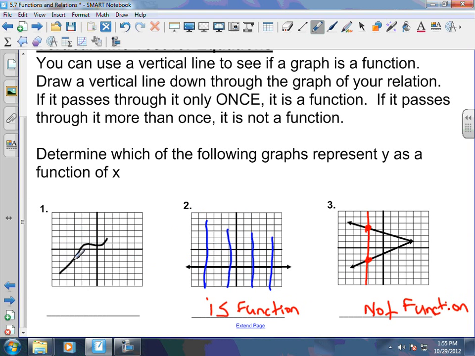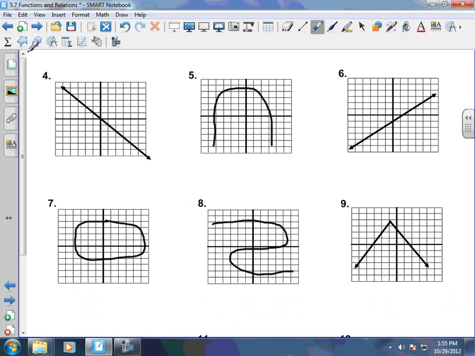Let's look at number 1. Is number 1 a function, class? Yes. So I'm just going to put yes, because the vertical line will only touch it once. Let's look at number 4. Do you think number 4 is or is not a function? Yes, it is a function. Now, number 5 on the notes is different than my number 5. But is number 5 a function? Yes, it is. See, vertical line, touches it once. Vertical line, only touches it once. What about number 6, yes or no? Yes.